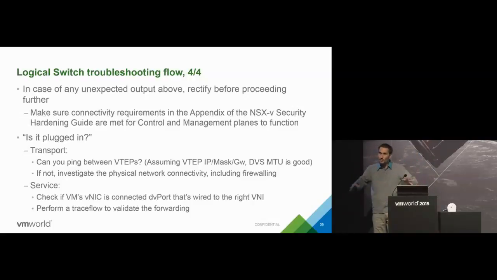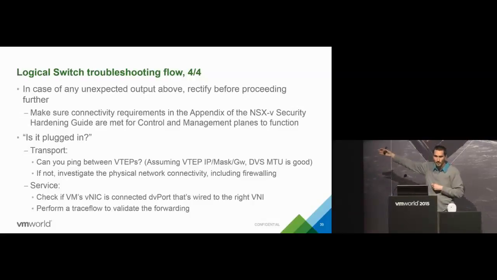So the next thing is to validate whether things are plugged in. We know that the configuration is good, there's no user error, so we've configured everything right. Now, is there connectivity? First thing for transport, we go and ping between the VTEPs. Can we ping between VTEPs? If you can't, obviously the communication is not going to work. If you can, then you can potentially run the trace flow to make doubly sure that it's good or not. And for services, you do the trace flow.